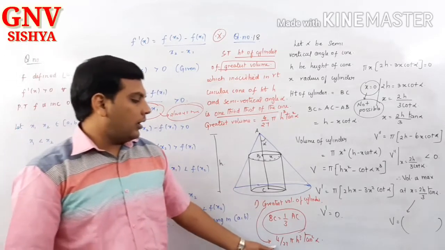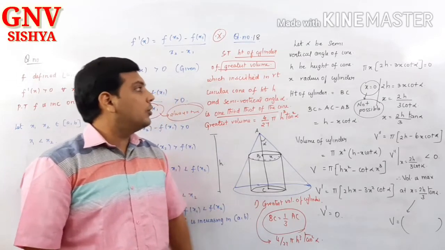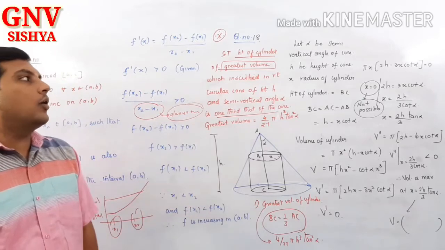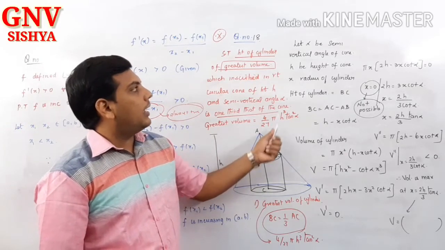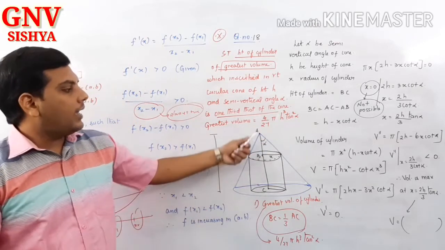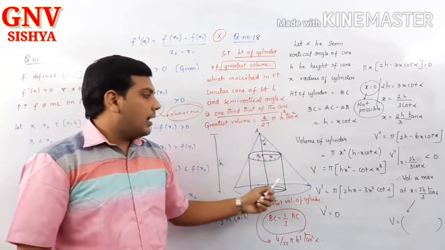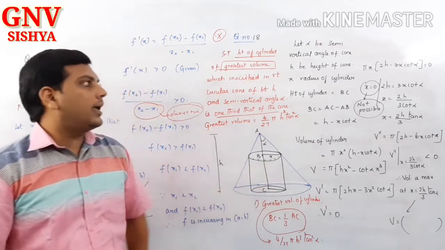Okay, so the greatest volume is 4 by 27 pi h cube tan square alpha. Everything, we are going to prove it. Now, listen. Let me consider the cone whose semi-vertical angle is alpha, and the height of the cone is small h. And let me consider the radius of the cylinder as x.